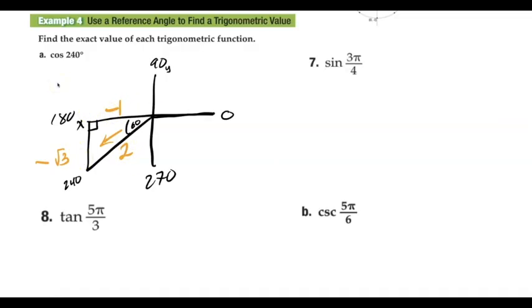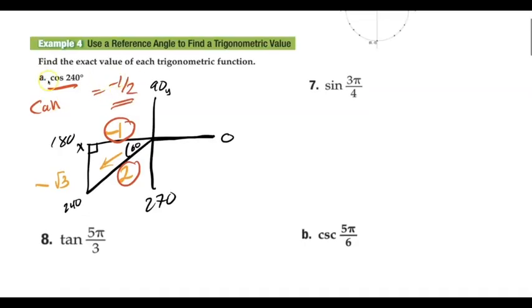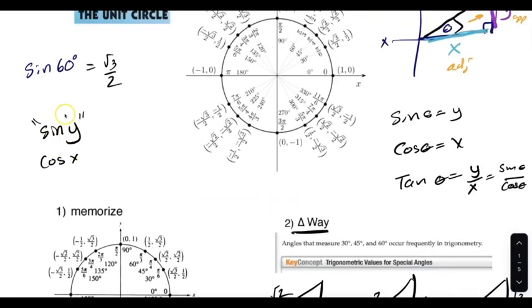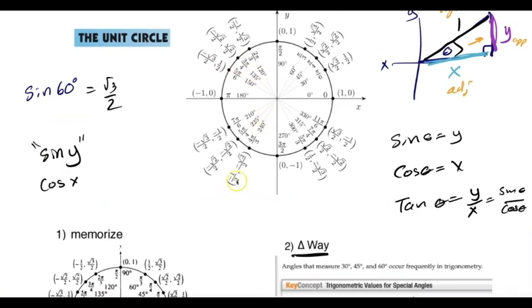But now if I want cosine, SOHCAHTOA, adjacent over hypotenuse, negative 1 over 2. Now just double check. Let's see if that matches our unit circle. Remember, cosine is the x value. We go to 240, and you find the x value, negative 1/2.